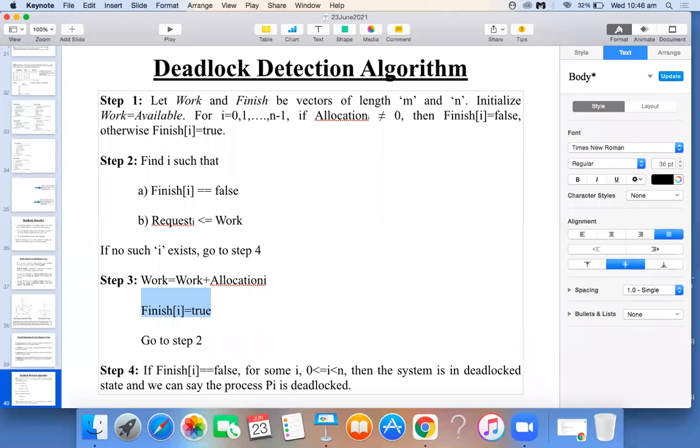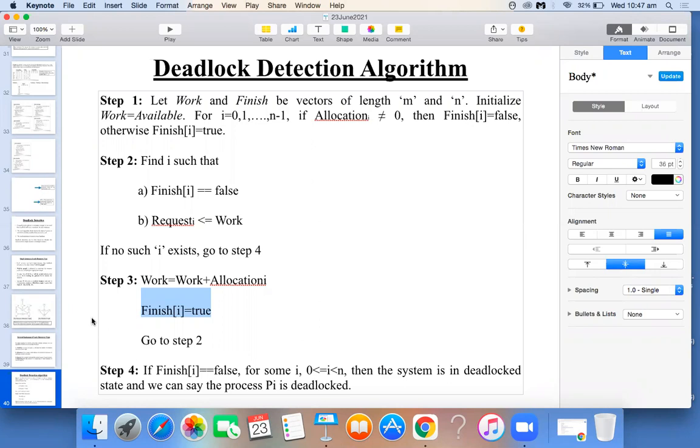So like that we keep on checking, and simultaneously we mark that process as true, that is, finish of I is equal to true. We have to keep repeating step number 2 and step number 3 until all processes have completed. If any one process has not completed, it is an indication that deadlock has been detected in our system. Clear with this concept? I hope everybody understood this.